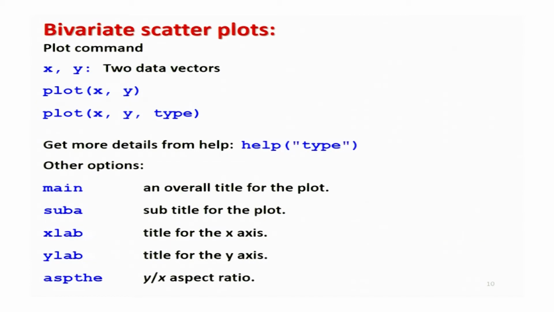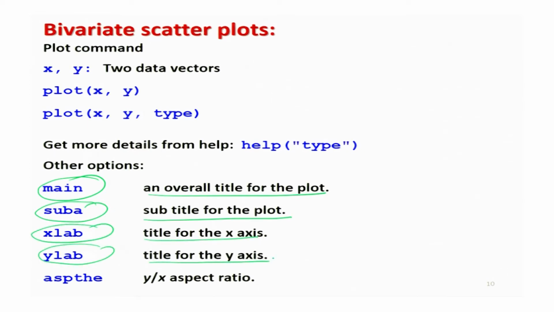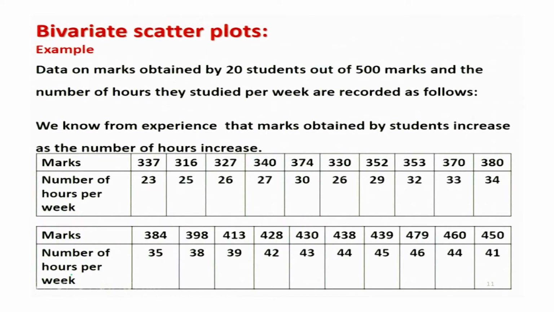And then beside those things you have other options also, like main for giving an overall title, sub for giving a subtitle, xlab for the title of the X axis, ylab for the title of the Y axis, aspect to control the aspect ratio, and so on. But anyway, let me take a very simple example, and I will show you these graphics on this data so that you can understand them very easily.